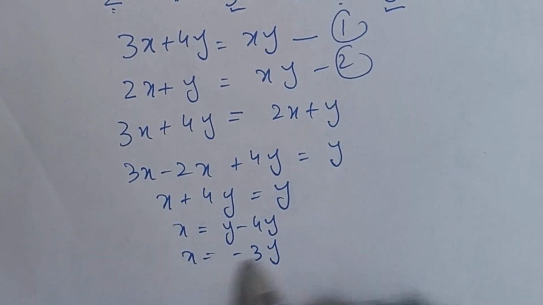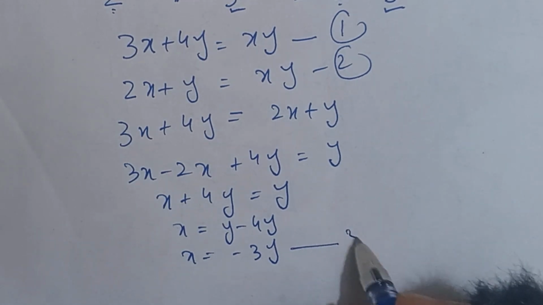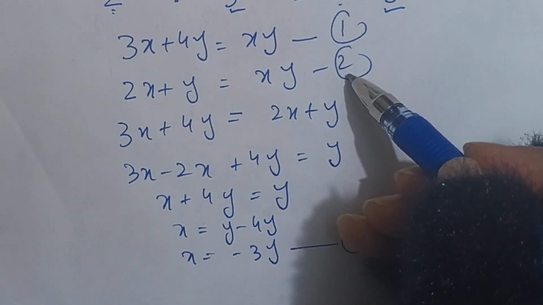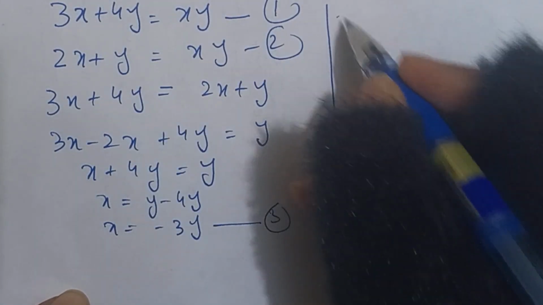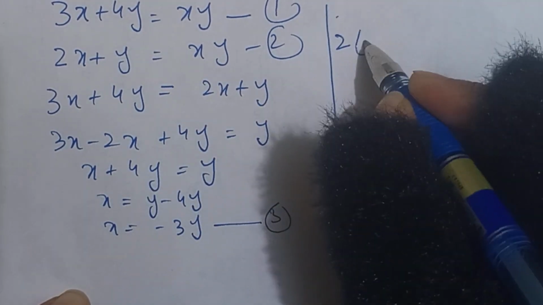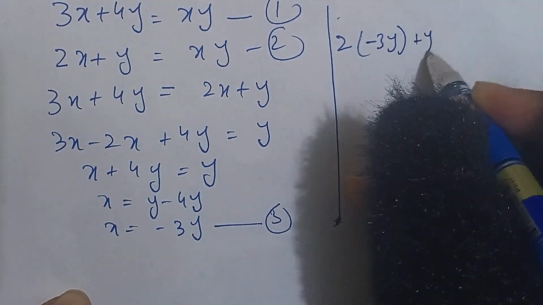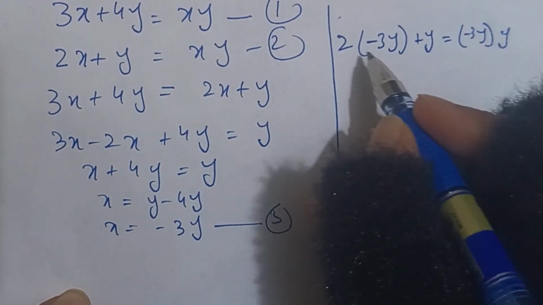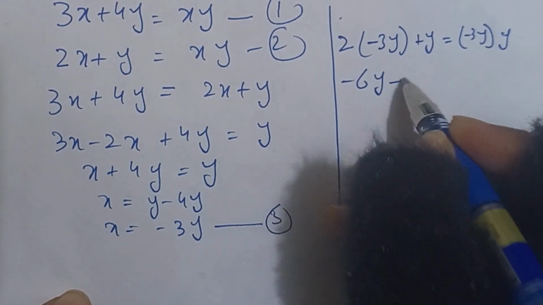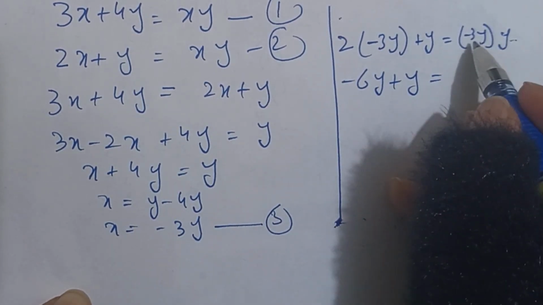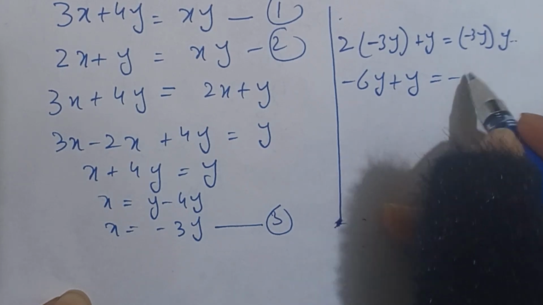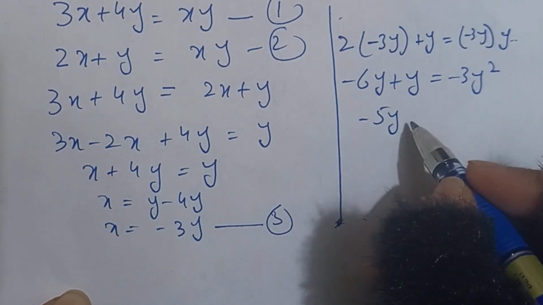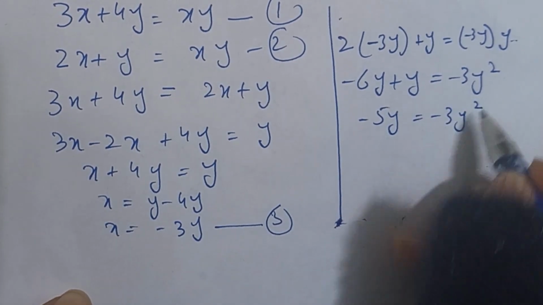In the next step, we substitute this value of x in equation 1 or 2. We substitute this value in equation number 2. So let's start. This will become 2 times x plus y, where x is minus 3y. So this will become minus 6y plus y, and that equals minus 3y multiplied by y, which is minus 3y square. Minus 6y plus y is minus 5y, it's equal to minus 3y square.